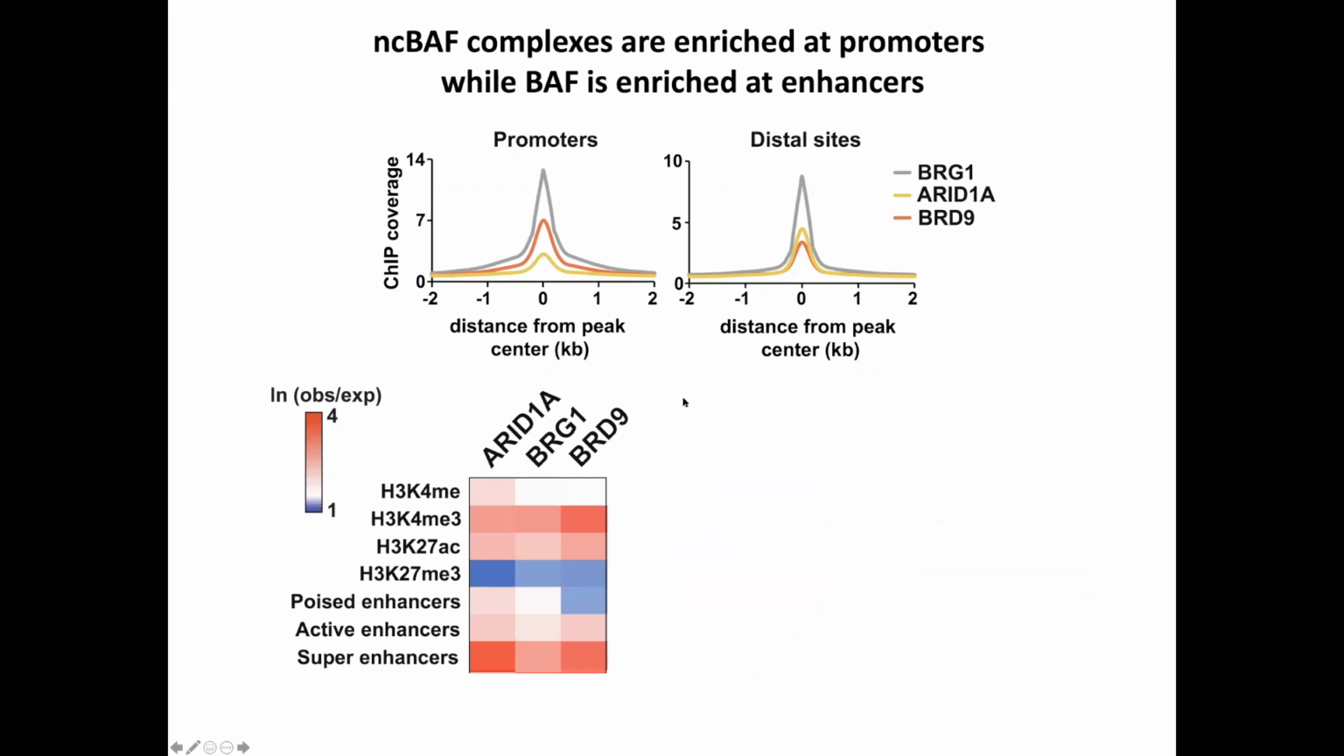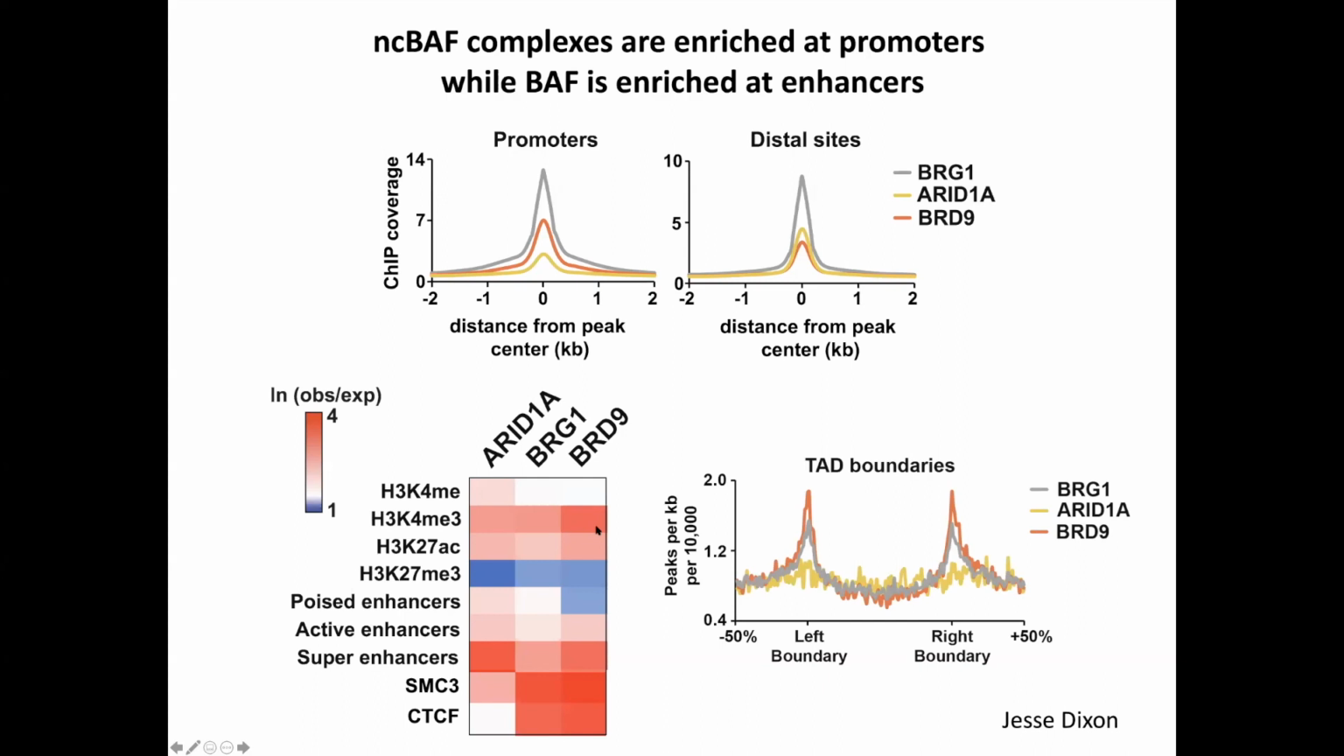Taking a deeper dive into histone modifications, we find that ARID1A sites are enriched for H3K4 monomethylation, often found in enhancers. And indeed, ARID1A is more highly enriched at essentially all classes of enhancers, including poised, active, and super enhancers. Whereas BRD9 appears to be more strongly enriched at sites decorated with H3K4 trimethylation found at promoters.